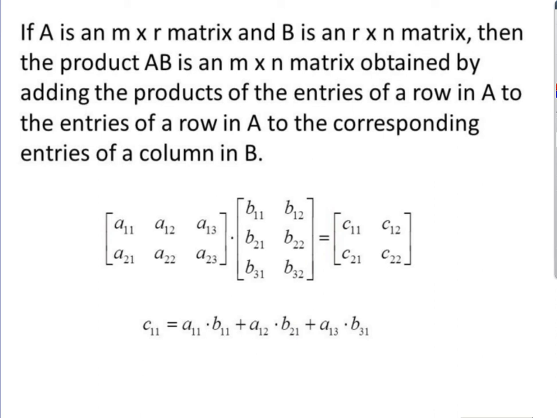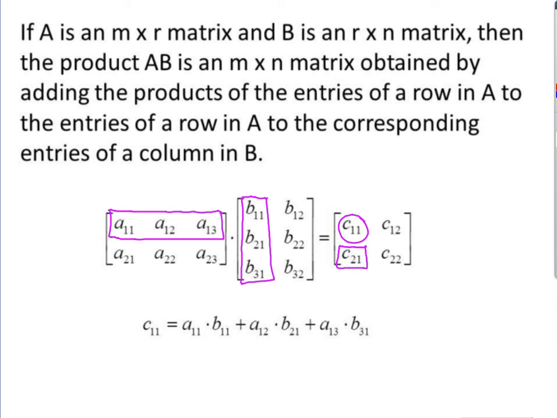But when you multiply, to find the first value of our product, it's in the first row and first column. So we're going to take the values from the first row of matrix A and multiply it by the first column of matrix B. So we'll do A11 times B11 plus A12 times B21 plus A13 times B31. And the answer of that will go into C11.